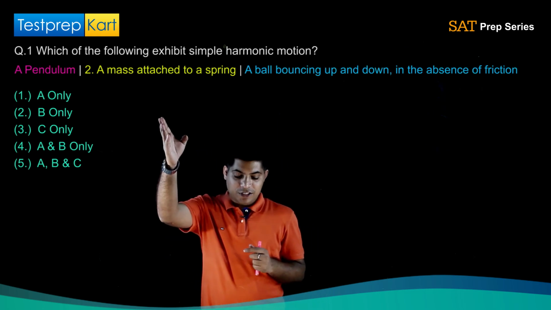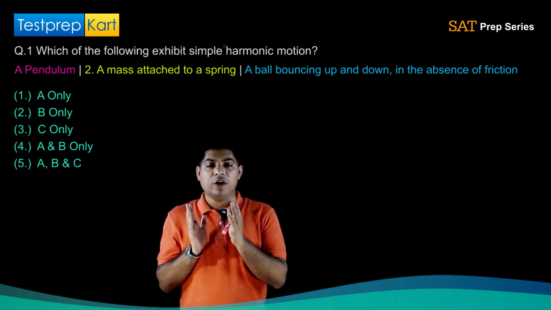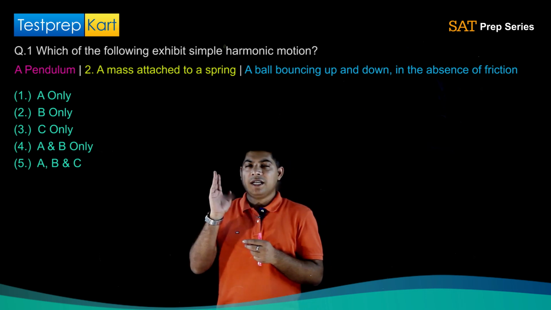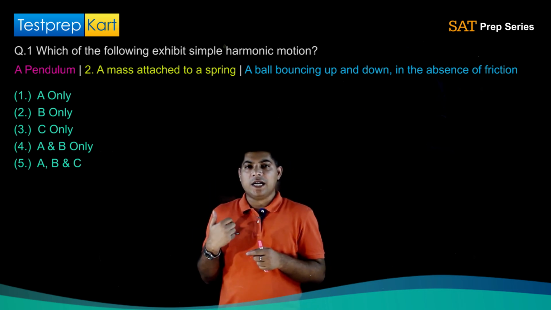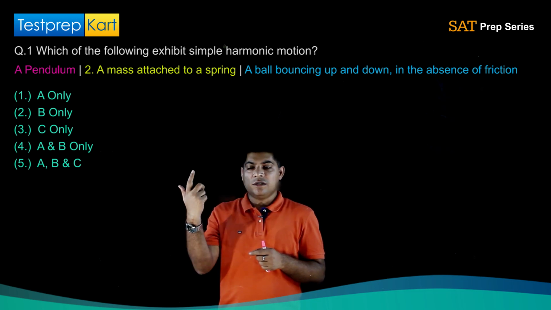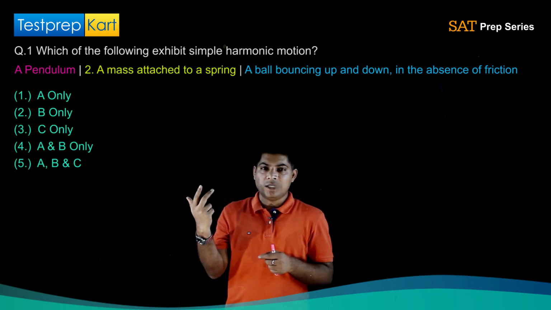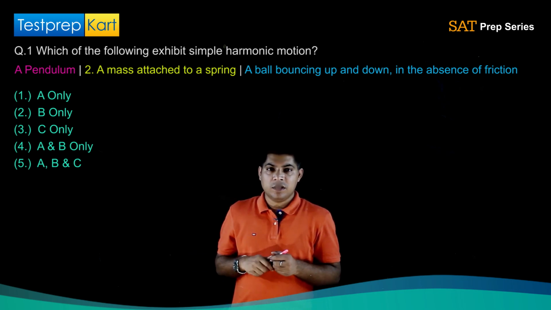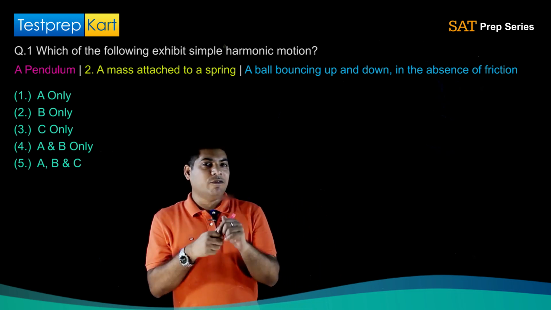So let's look at some examples of simple harmonic motion based on SAT physics examinations. Let's look at the first question, that is, which of the following exhibits simple harmonic motion. Three different arrangements are given. The first one is a simple pendulum, the second one is an ideal spring with a mass, and the third one is a ball bouncing on a surface. Okay, so let's discuss one by one.